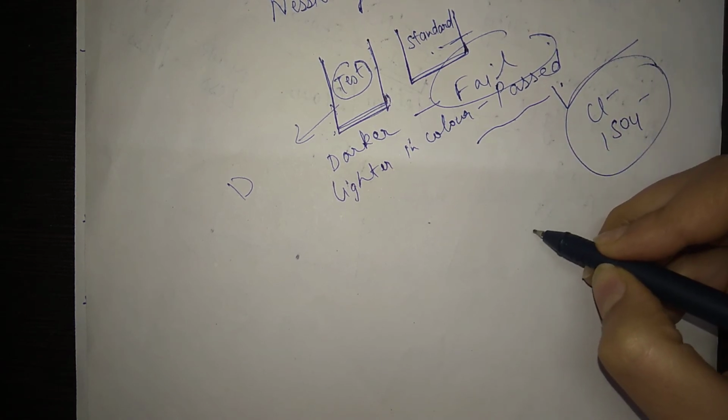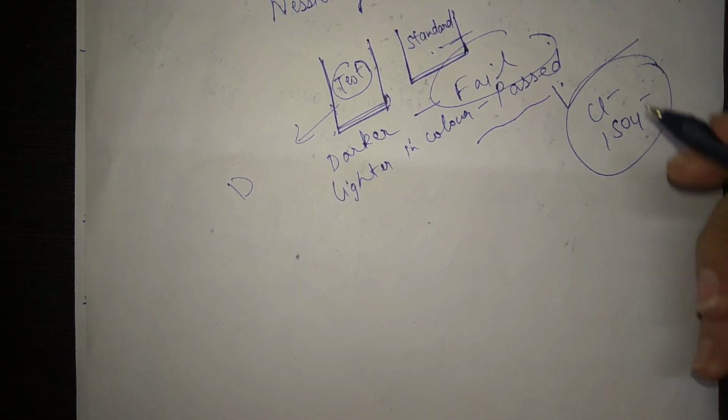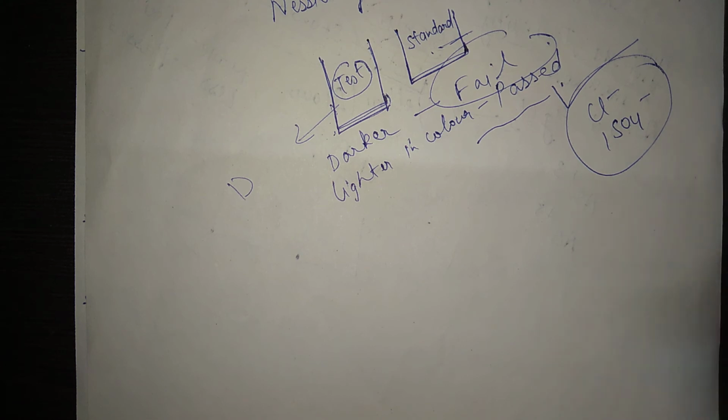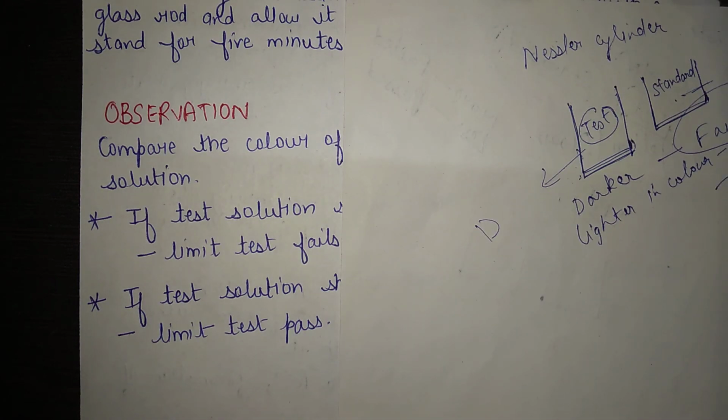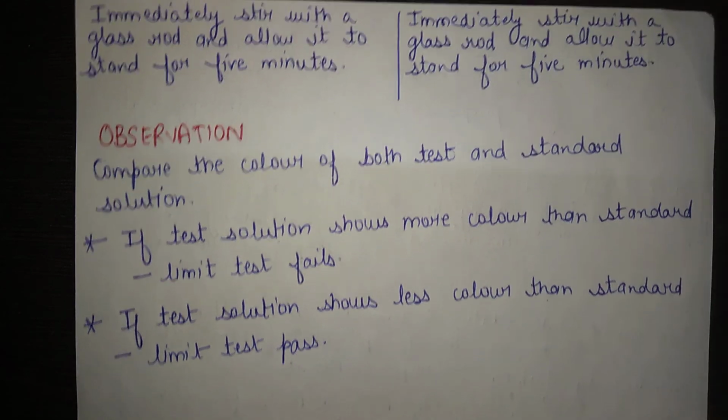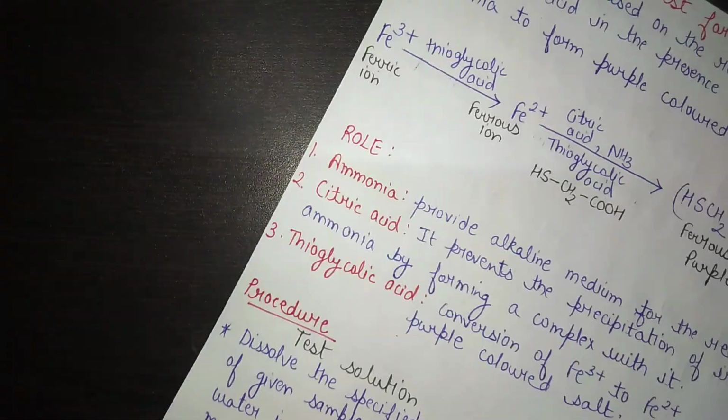In the limit tests for chlorides and sulfates we compared the turbidity, but here we will compare the intensity of the color, whether it is darker or lighter. I'm sorry if in the beginning I mentioned turbidity, but here we will compare the color, because a colored complex is formed. So this was all about the limit test for iron, where a colored complex is formed.